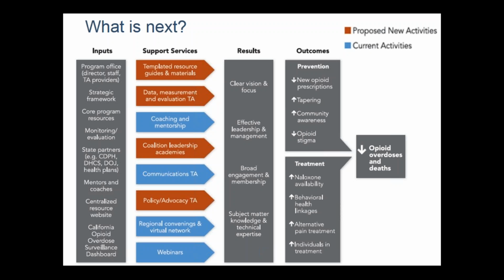So helping coalition leaders measure their impact in real time and set short-term goals, so that everyone's focused on overdose deaths. This can take years to get there. So how do you know what you're doing is working in the short term?